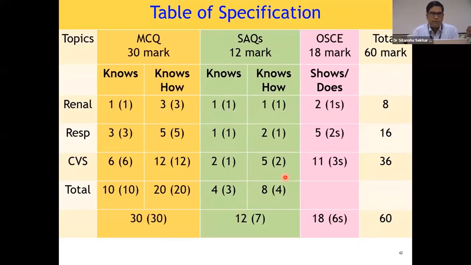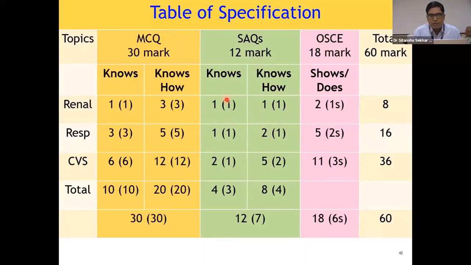Now the table becomes more complicated because we have now added the number of questions, or as in the Western literature it says items. Now MCQ, there is no confusion. One item carries 1 mark, so 10 questions will carry 10 marks. 20 questions in the knows how component will carry 20 marks. This short answer question, one question will carry 1 mark. Knows how, 1 question will carry 1 mark. This can be the short answer question.